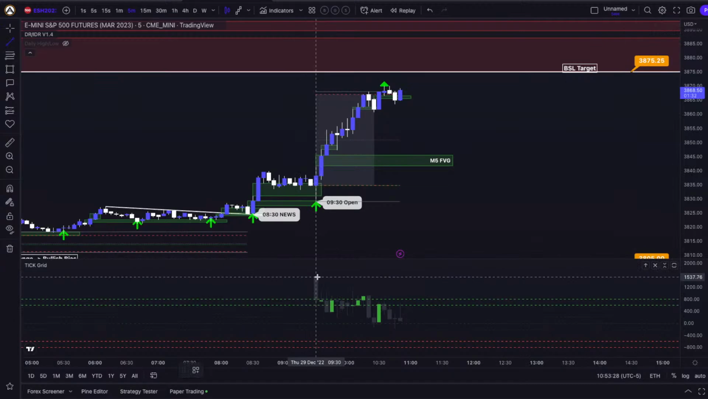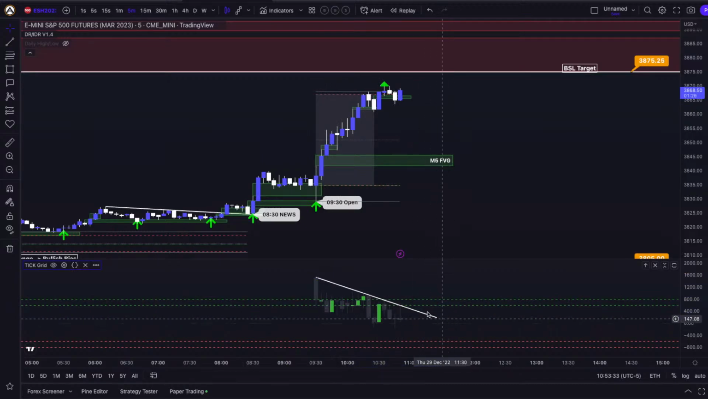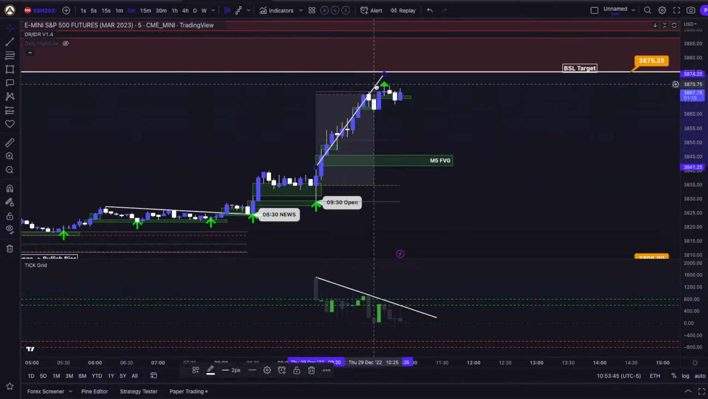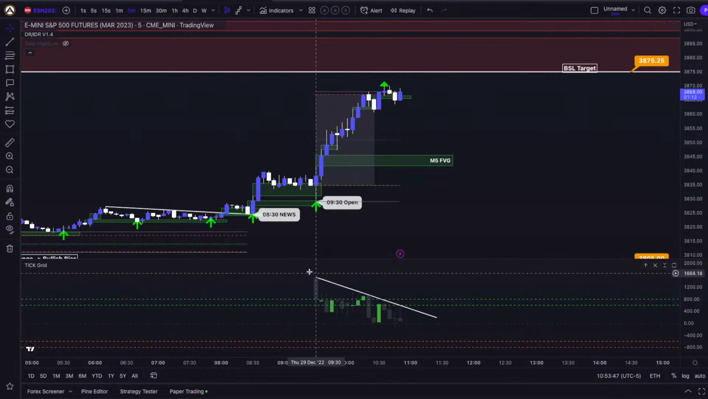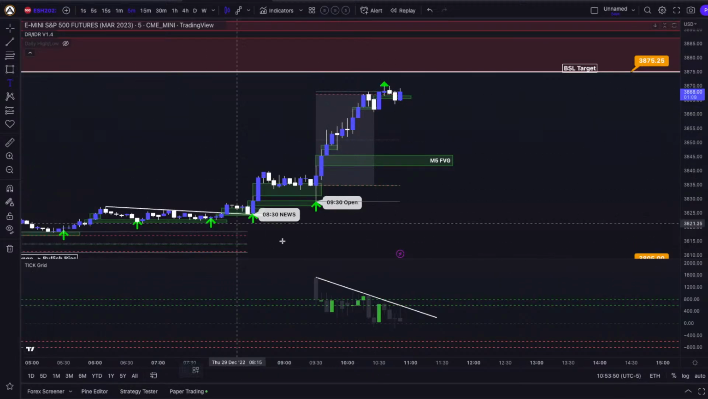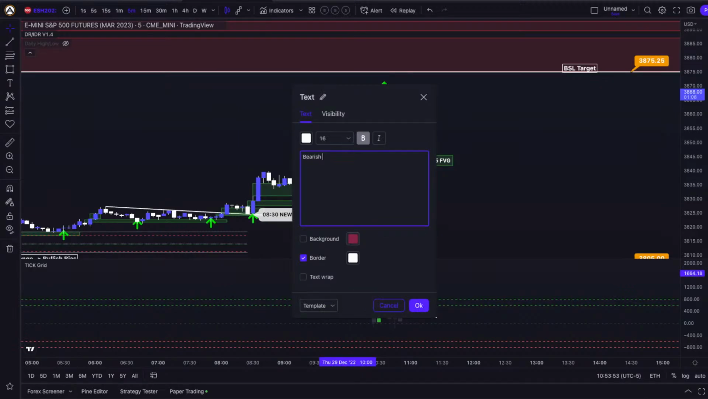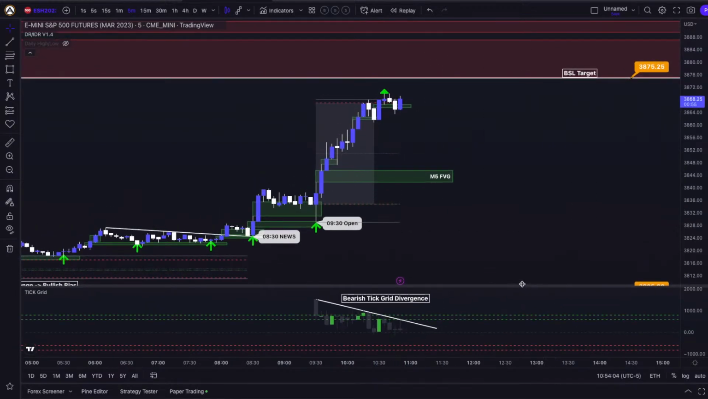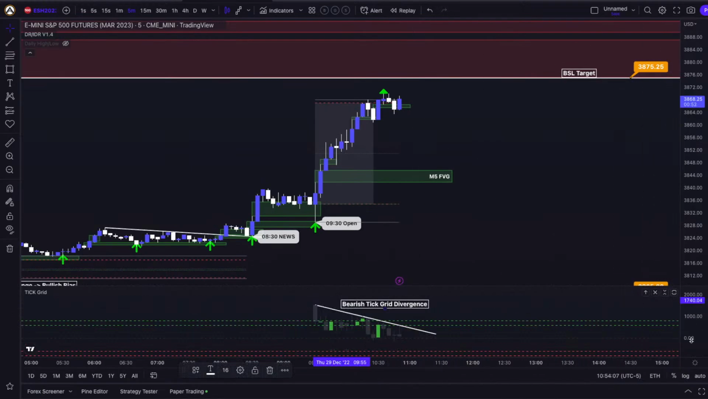So what we can see now with using the tick grid is that actually we are forming lower highs, while at the same time on our price chart we are forming higher highs. It's hard to draw because it's a very steep increase of price basically, but I'm going to keep this on here and I'm going to write a little text note. Bearish tick grid divergence. Perfect. That's currently what we're looking at. So let me make this a little bit smaller so it's not too much in our way.